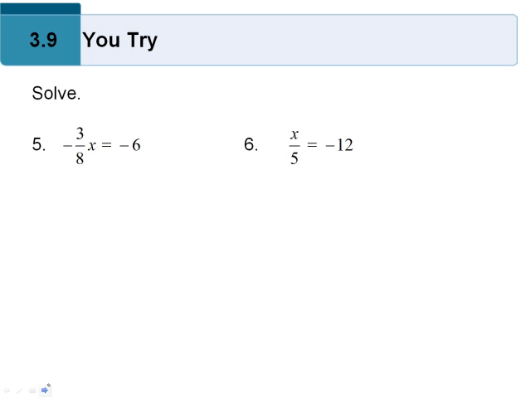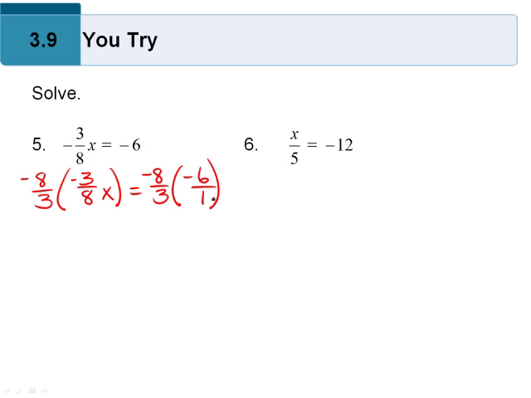So number 5, negative 3/8 x equals negative 6. So we need the fraction negative 3/8 to be gone. So we're going to use the reciprocal. So that would be negative 8 over 3 times negative 3/8 x, and then equals negative 8 over 3 times negative 6 over 1. So just remember, whatever you do to one side, you have to do the exact same thing to the other side.